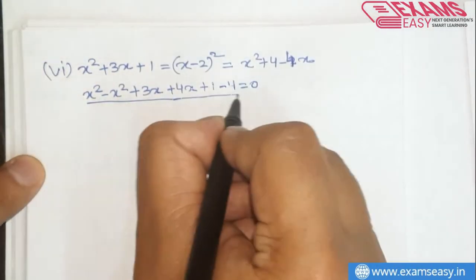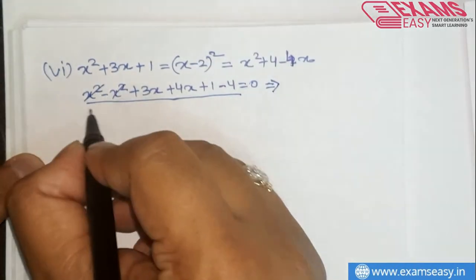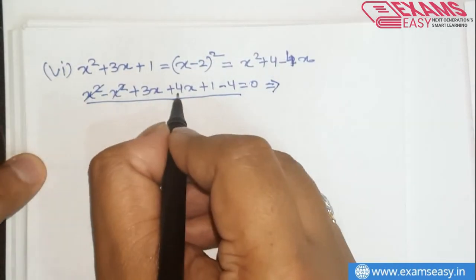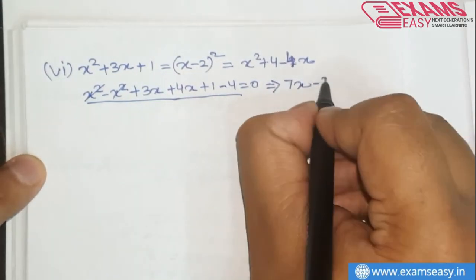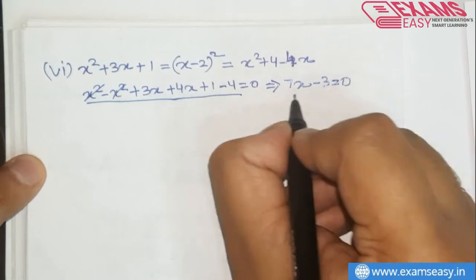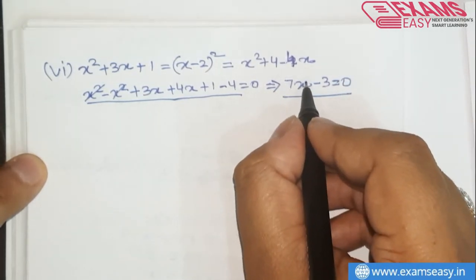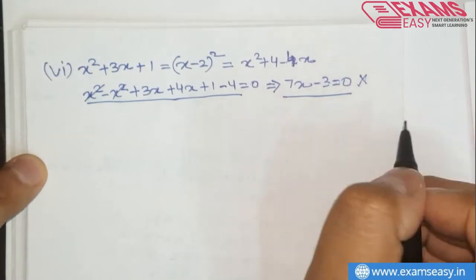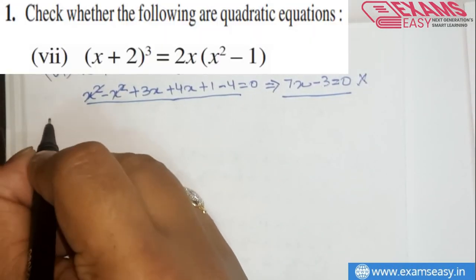Let us simplify this, then we are getting x square get cancelled, 3x plus 4x will give you 7x, and 1 minus 4 will give you minus 3 is equal to 0. Since it does not have maximum power of 2, that means it is not a quadratic expression. Let us together try the seventh question.